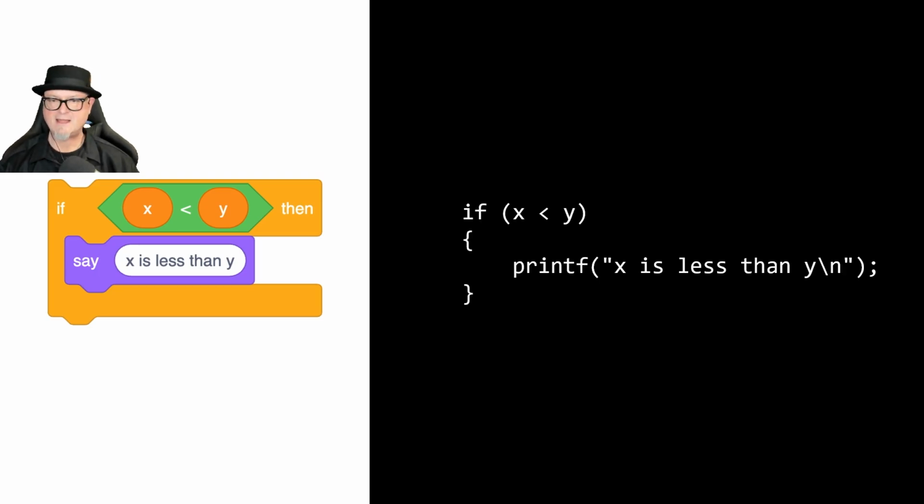Next concept is conditionals. So if then, if else, and so forth. So if x is less than y, then say x is less than y. Implemented that in C as such with the if function, the Boolean expression in brackets, curly braces, printf, and then "x is less than y", backslash n, with a semicolon.